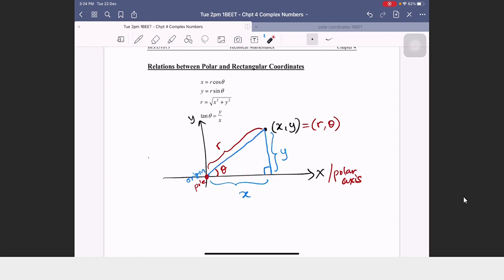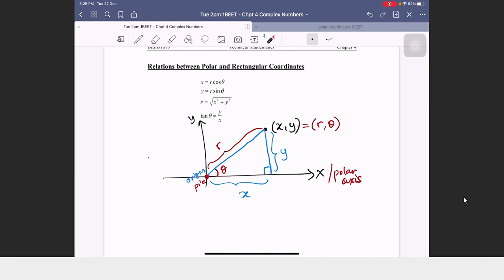If you look at this right angle triangle diagram, this is x, this is y, this is r, and this is theta.